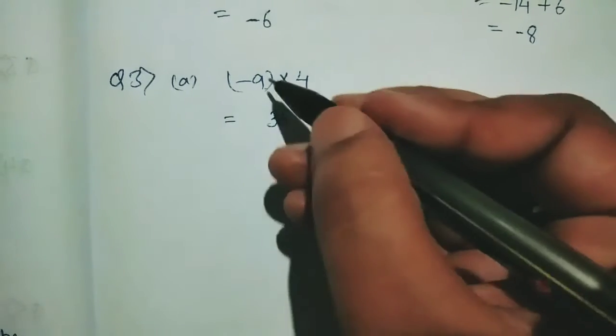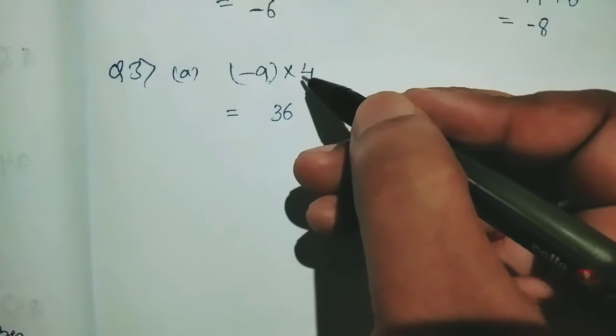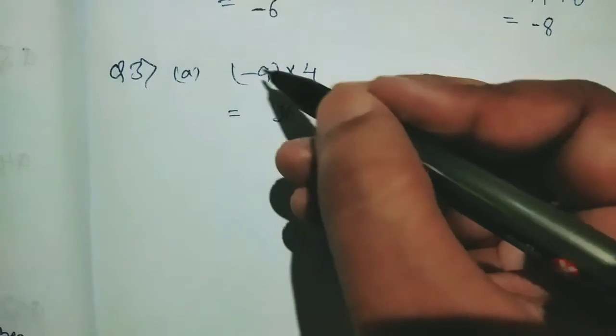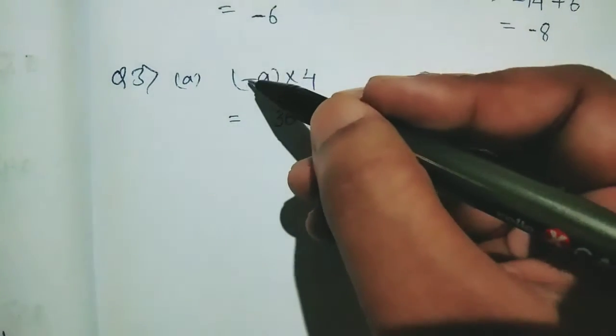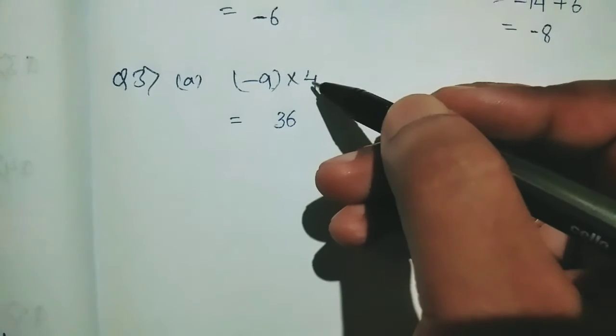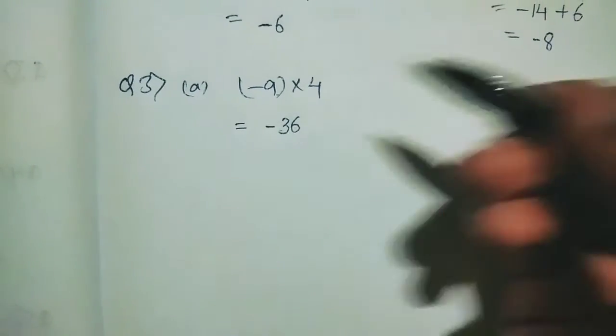Now what sign will be there? Here minus sign is there. Here no sign is there. That means if no sign is present, it is a plus sign. So you have to remember the rule. What is that rule? Minus and plus. So minus plus, when you multiply, it is what? Minus only. So minus plus is minus. So answer is minus 36.